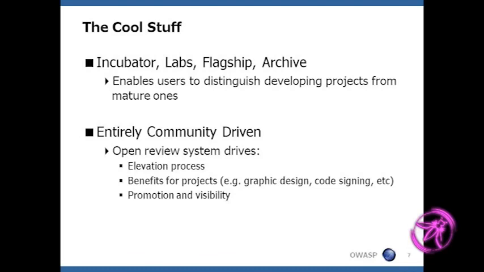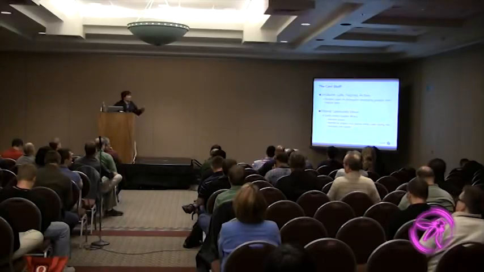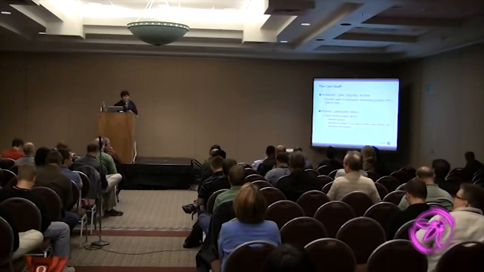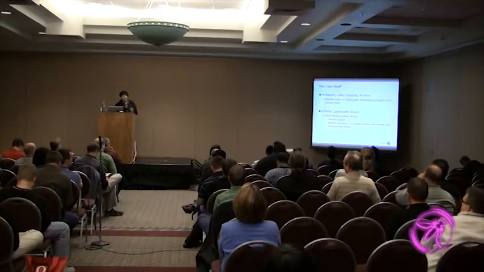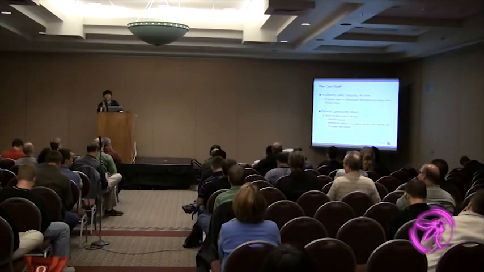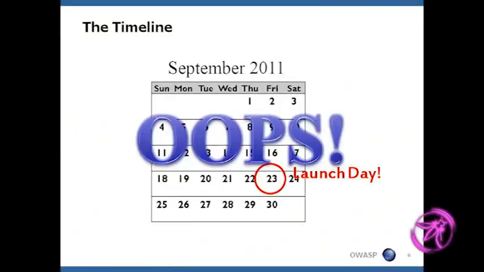The big thing about OWASP is that it's open, right? We want to be inclusive, we want to have participation, and the way we want to do that is providing feedback to the project leaders and to the consumers, that will drive this entire process. So we're going to use an open review system for going through this elevation process. We're going to use it for benefits to project leaders, and we're going to use it to promote visibility so you guys can find the projects that you want.